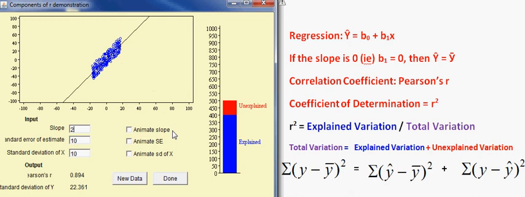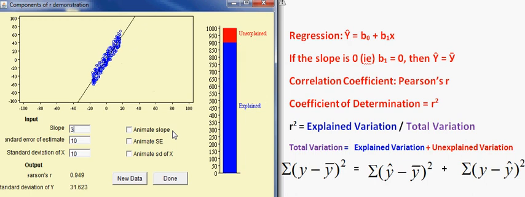The other 20% is unexplained. And then if I make the slope 3, again you see that the unexplained portion is exactly the same as before, 100, but the explained part is significantly higher now. And the Pearson's R is 0.949. So when you square that, you see that 90% of the variation in y is explained by x.